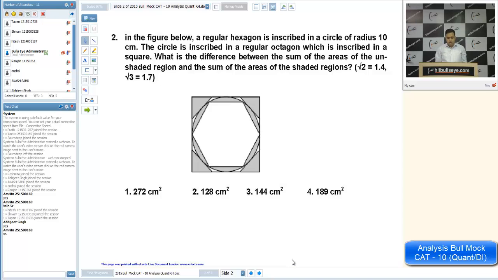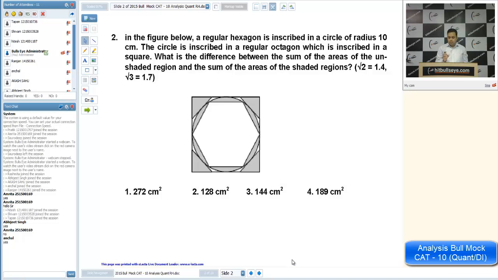The question says that there is a regular hexagon which is inscribed in a circle of radius 10 centimeter. Again, this circle is inscribed in a regular octagon, which is inscribed in a square. The question is asking about the difference between the sum of areas of the unshaded region and the sum of areas of the shaded region. I think you can clearly see the part which is shaded as well as unshaded.